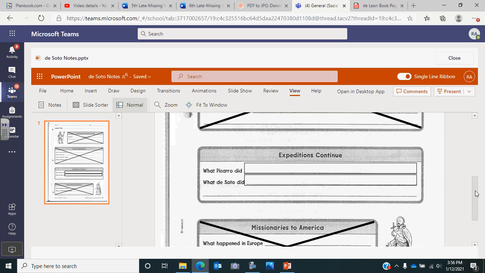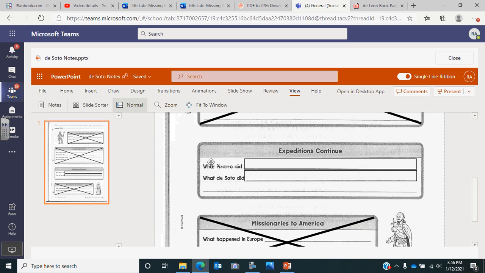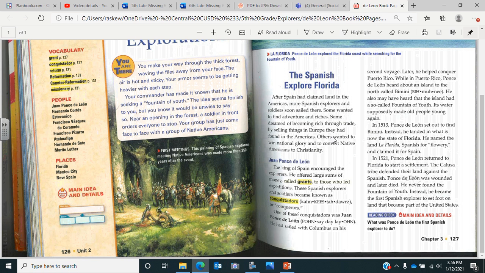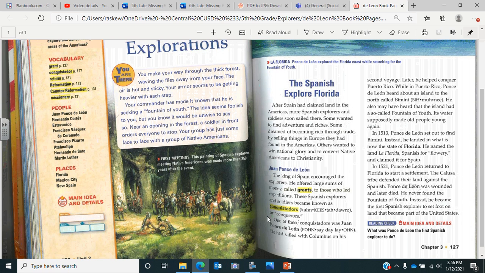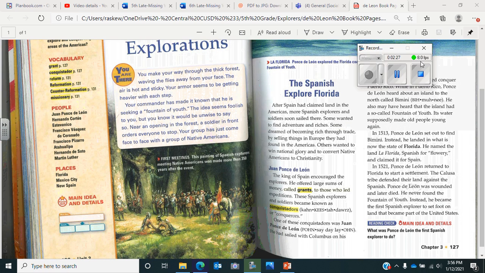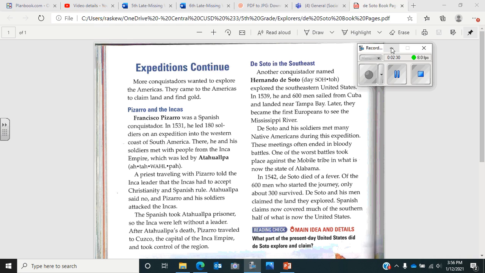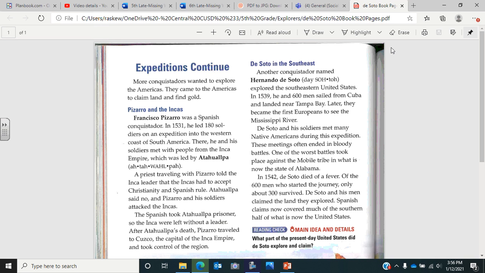So here in our notes, you can see it says what did Pizarro do. So we're going to read what he did and what De Soto did. So filling that in as we go along. So let's take a look at the book pages. Hold on, let me get the correct pages up for you. I had opened up De Leon book pages, but we need De Soto. So here's De Soto's book pages.